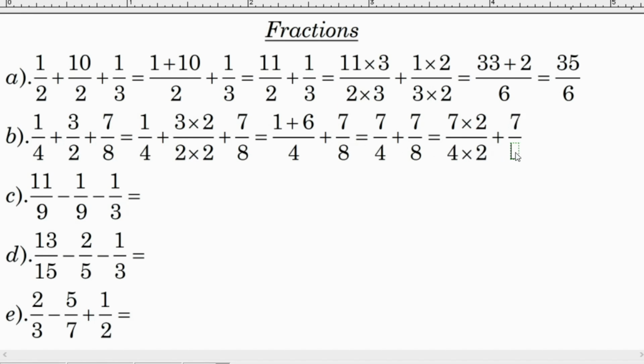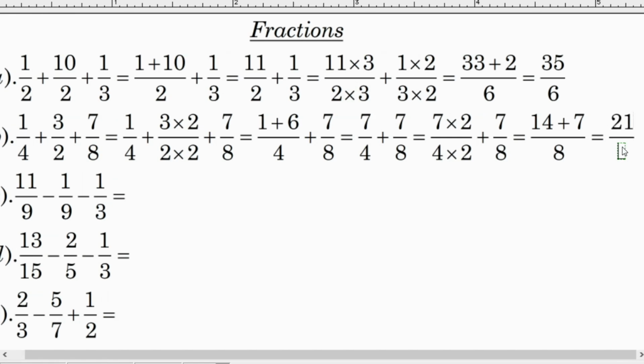7/8. So now finally we have found the same denominator, which is equal to 8. Then we put the same denominator 8 and add the numerators together. 7 times 2 equals 14, and then plus 7 here equals 21, divided by 8. Alright. So now this is the final answer for this question, okay?